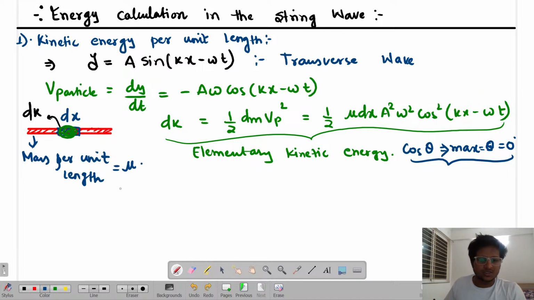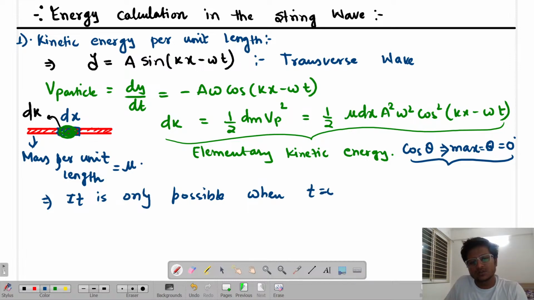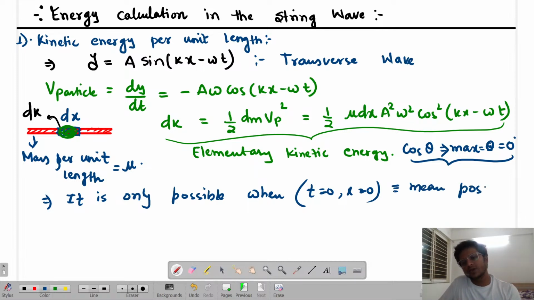Looking carefully, cos has a maximum value for 0 phase. That means it is only possible when t is equal to 0 and x is equal to 0. But t = 0, x = 0 is my mean position. So the kinetic energy is maximum for any particle when the particle is at the mean position. Are you able to get me?